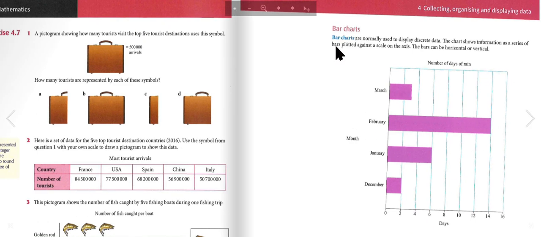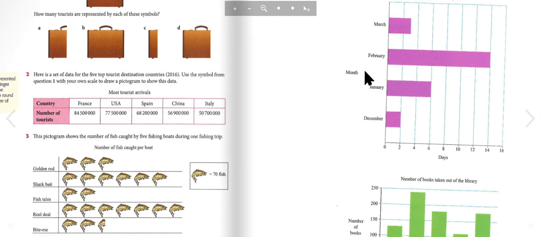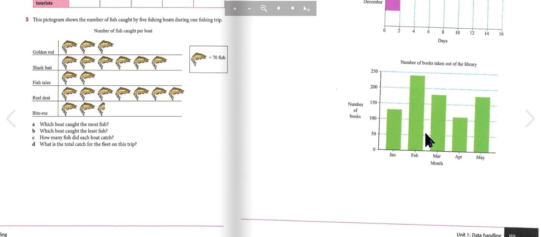Bar charts. Bar charts are normally used to display discrete data. The chart shows information as a series of bars plotted against a scale on the axis. The bars can be horizontal or vertical. Like these bars, or these bars.